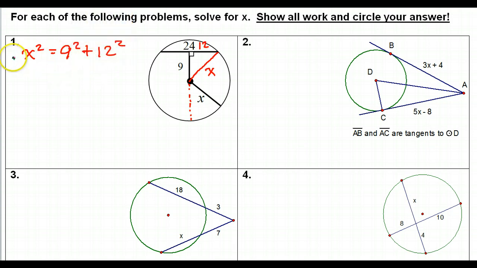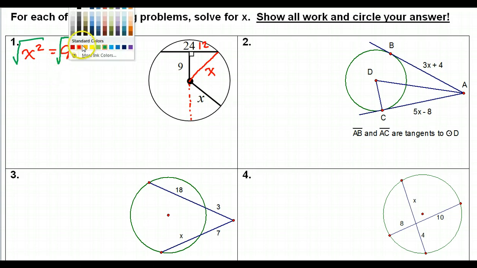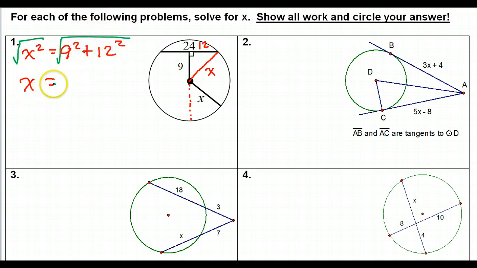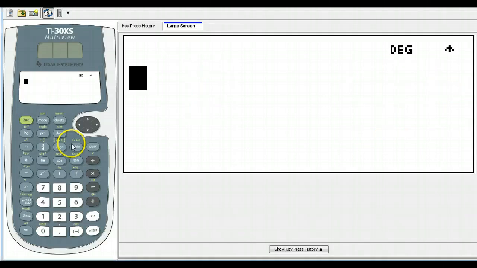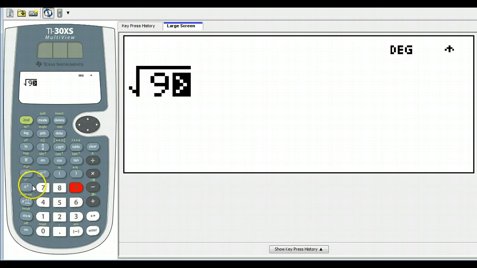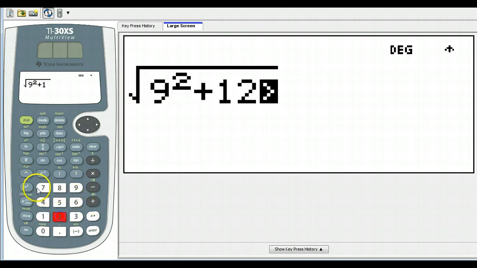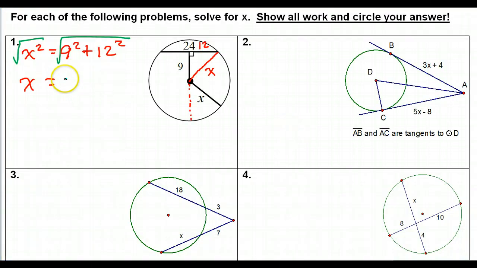And then we will go ahead and take the square root of both sides like this. So that's going to give me x equals. Now, I like to type all of this into my calculator at once. So the square root of 9 squared plus 12 squared. So that's 15. Okay, so x is equal to 15. That's how you do number 1.